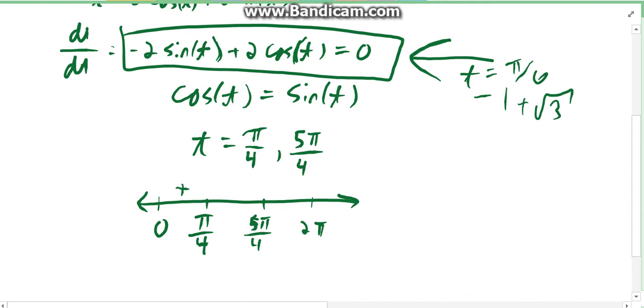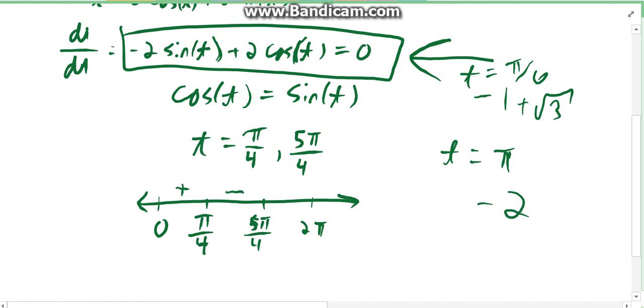If you plug in a number between pi over 4 and 5 pi over 4, like, I don't know, pi, sine of pi is 0. So if we plug in pi, I'll write this over here. When you plug in pi, sine of pi is 0, and cosine of pi is negative 1. So that just gives us negative 2, which is a negative in that interval.